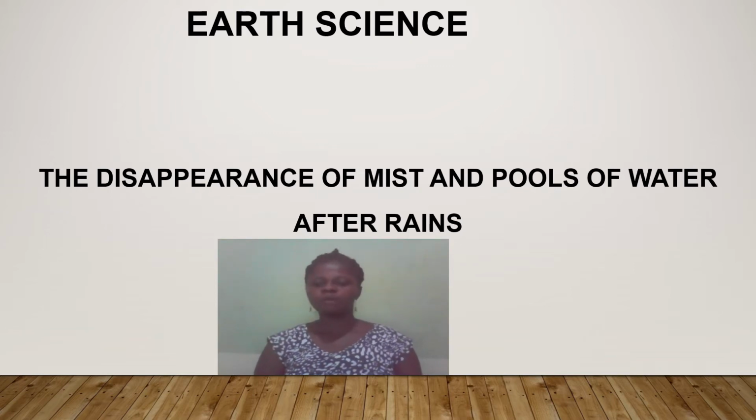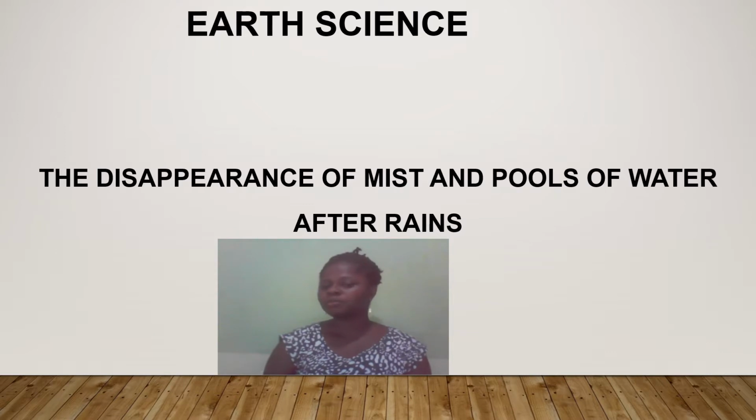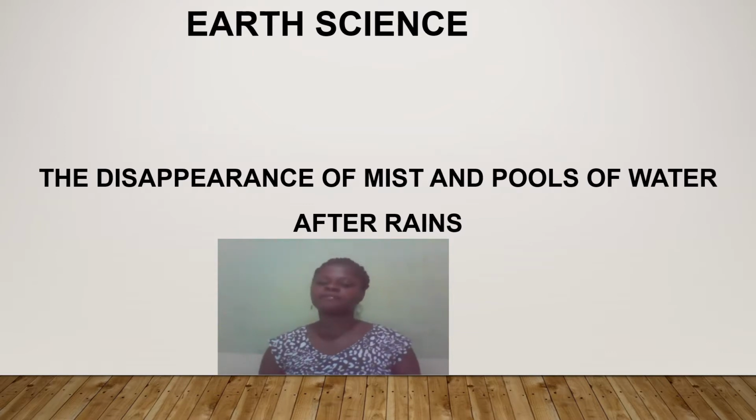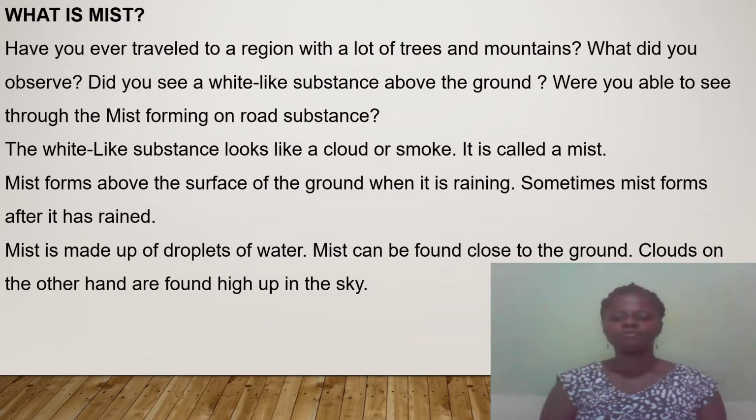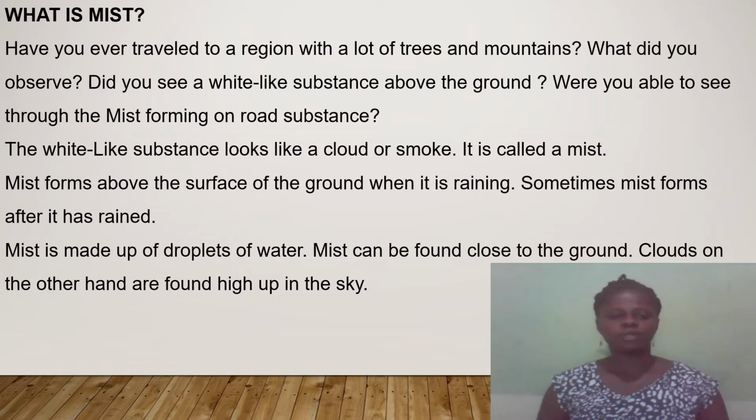Right. Welcome to another lesson, still on earth science, and this time around you are going to be talking about the disappearance of mist and pools of water after it rains. Now first of all, what is mist?